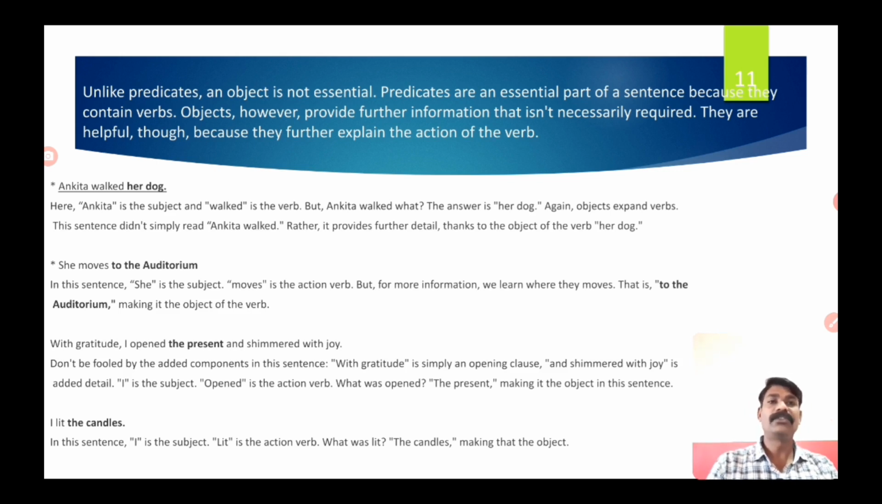That is the meaning of these above written 3 sentences. Ankita walked her dog. We are going now through some examples. Ankita walked her dog. Here Ankita is the subject. Walked is the verb. But Ankita walked what? The answer is her dog. Again object. Expand the verb. The sentence didn't simply read Ankita walk. Rather it provides further details thanks to the object of the verb, her dog.